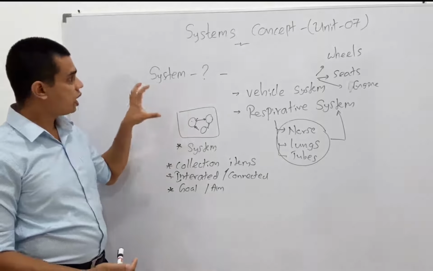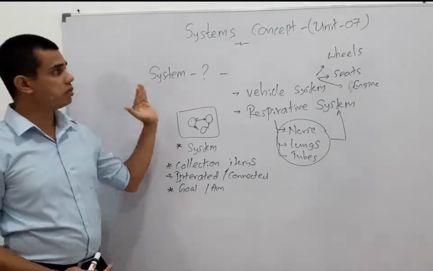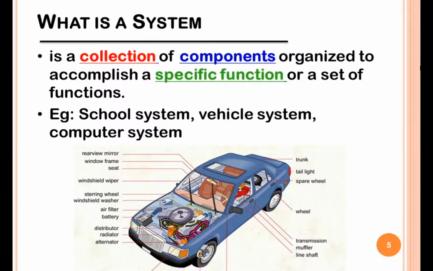By mixing them together, we can arrive at a proper definition of a system. So this is how we identify the concept of a system. This is required in our syllabus. This is the basic concept of what a system is. The proper definition for a system can be written like this: a system is a collection of components organized to accomplish a specific function or a set of functions. Examples: school system, vehicle system, computer system.